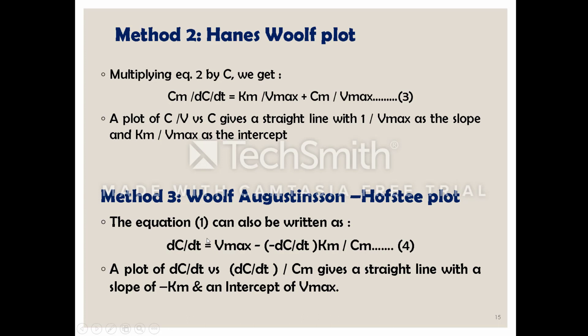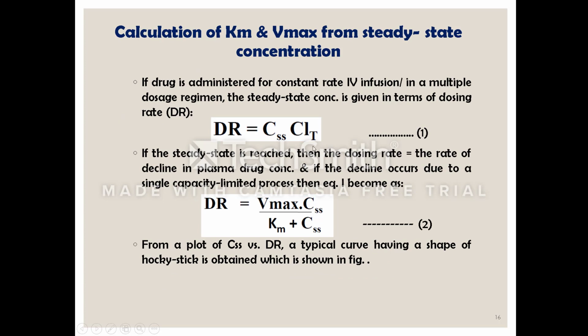Third is the Woolf-Augustinsson-Hofstee plot. They have rearranged this Michaelis-Menten equation in the form of y = mx + c, and they are getting this equation. So a plot of dC/dt versus (dC/dt)/Cm gives a straight line with slope -Km and intercept Vmax. You can also calculate Km and Vmax from steady state concentration.